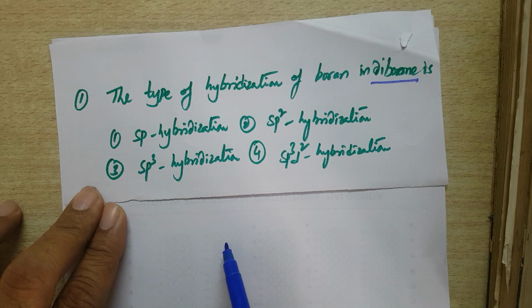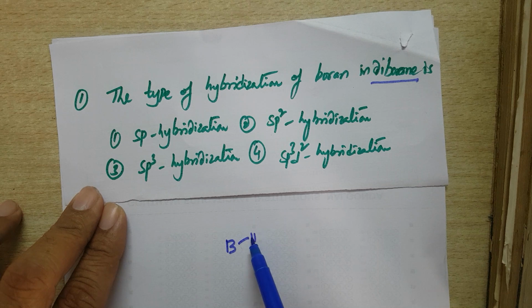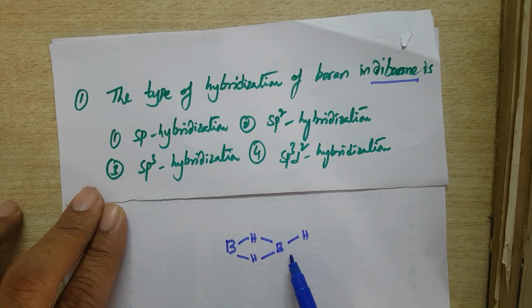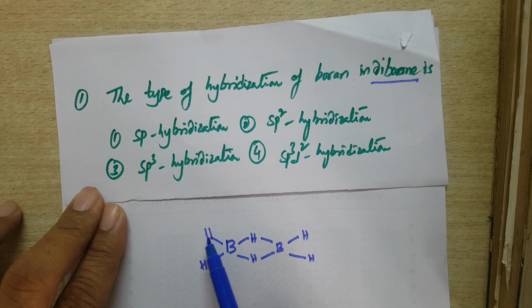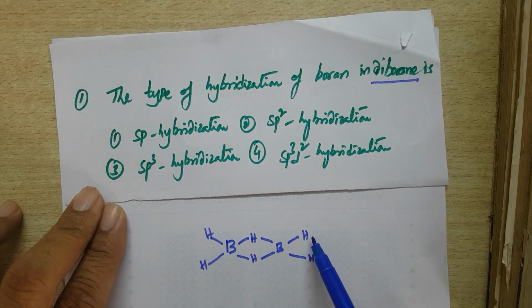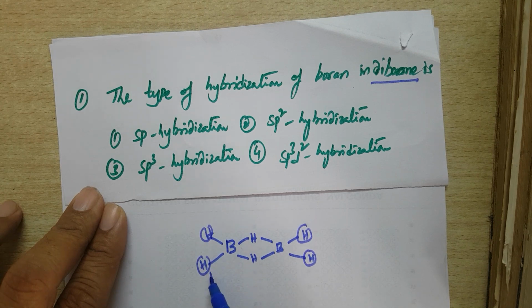Just see the structure of diborane. Boron and hydrogen forming compounds are called boranes. The diborane formula is what? B2H6. Regarding this, some other bits: whatever these hydrogens are, what? Terminal hydrogens. So diborane contains 4 terminal hydrogens and 2 bridge hydrogens.